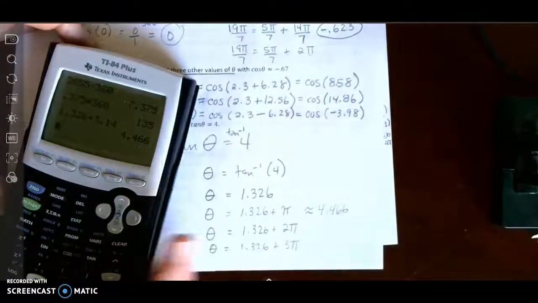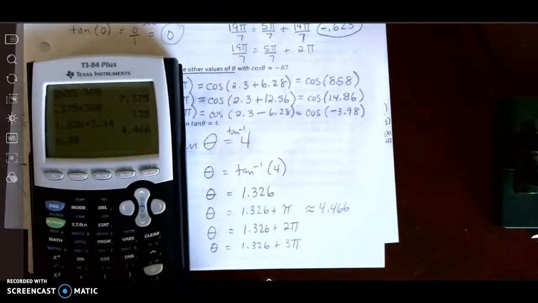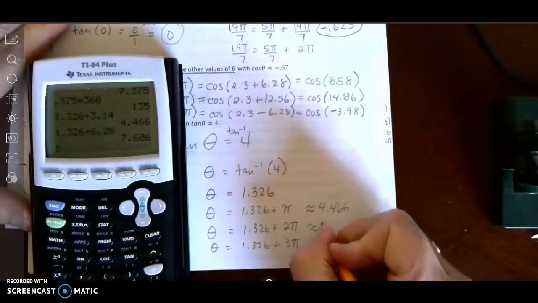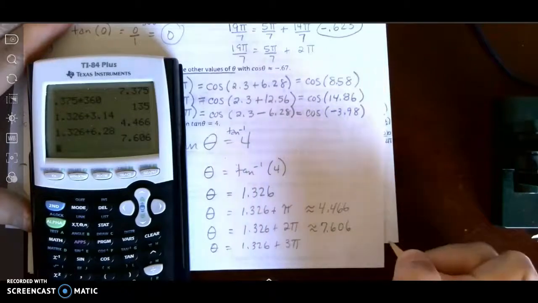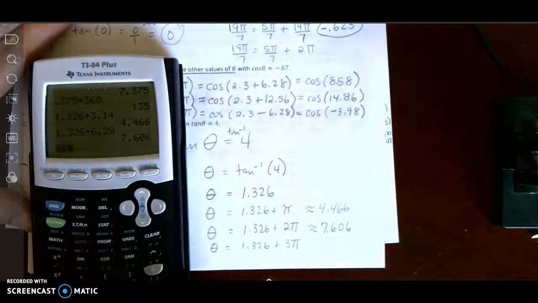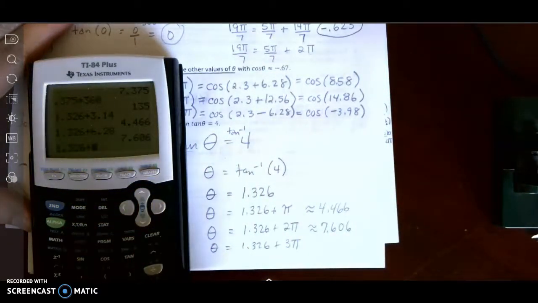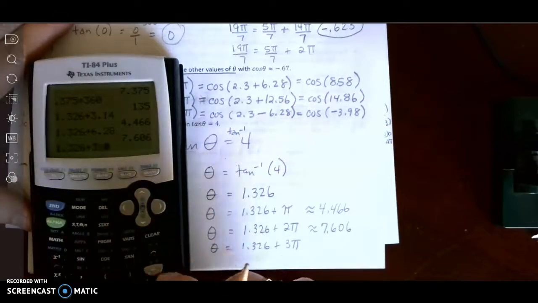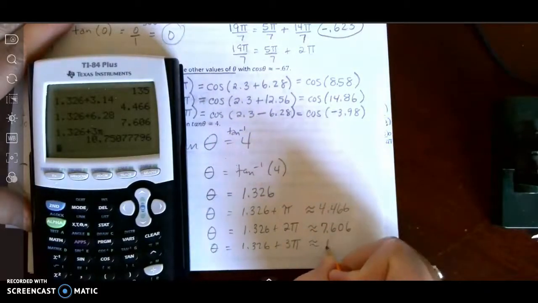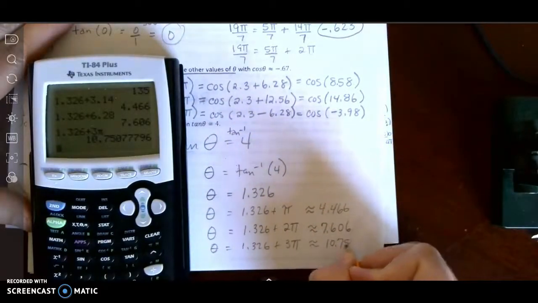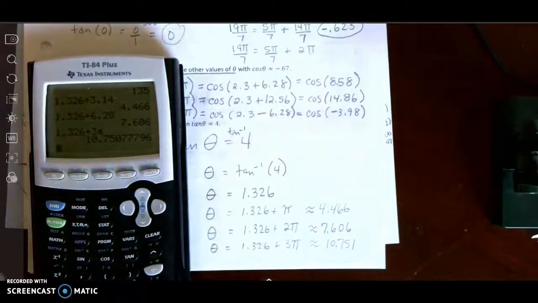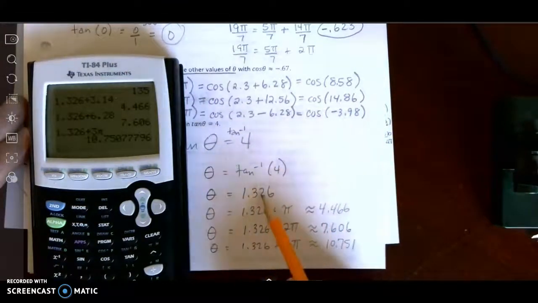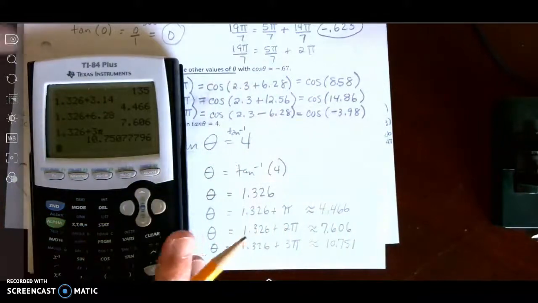All right, I could also do 1.326 plus 6.28, and I get 7.606. Or 1.326 plus, I don't know, 3 pi off the top of my head, so I'll just do it like that. And I get approximately 10.751. So those are all of my answers. I actually have 4. I know they only asked for 3, but that's 4.